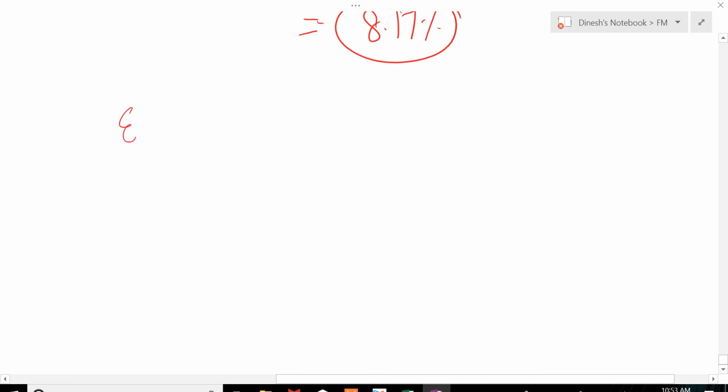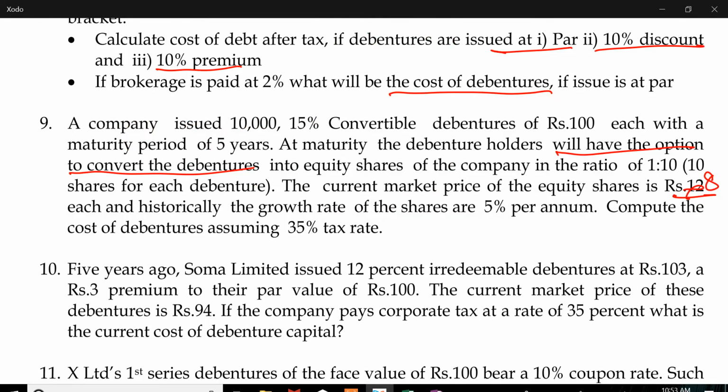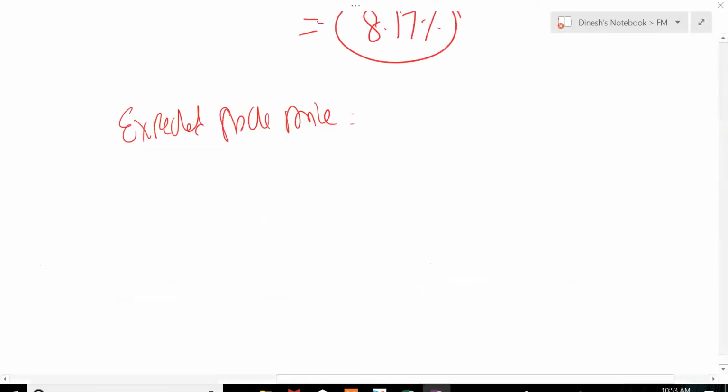I have to calculate the expected stock price, which is nothing but the current market price of the share, 8, and historically the growth rate is 5%. So now please listen: 8 into 1.05 the whole power 5. That is, 8 will increase by 5%. In the calculator, it's basically 8 plus 5% plus 5% plus 5% plus 5%. You do it for 5 years. That is nothing but 1.05 to the power 5.